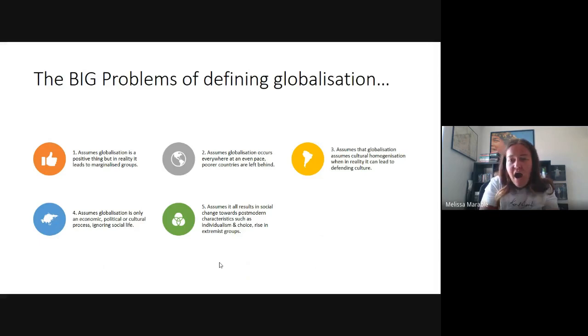I like it. Number 3, it assumes globalisation means cultural homogenisation, but in reality, it can lead to defending your culture. So you are going to do a lesson on cultural defence. We're going to be looking at extremist groups such as ISIS, looking at neo-Nazis, these groups of people that do not want to be interconnected with others. They want to remain quite separated, with their own little bubble. How can we counter-argue that?